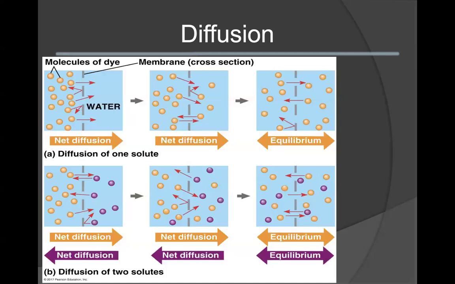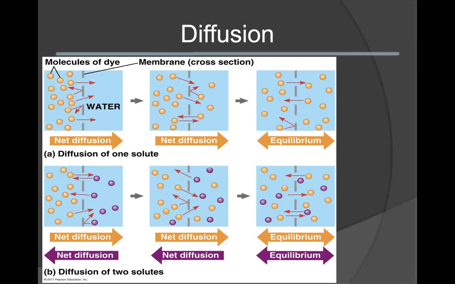This image here depicts the concept of diffusion. In the top of the image, we have the movement of one solute molecule. So notice that the molecule in orange moves from the left to the right, meaning that it moves from a high concentration to an area of low concentration. The molecules keep moving until an equilibrium is reached, or the solute concentration is equal on both sides of the membrane.